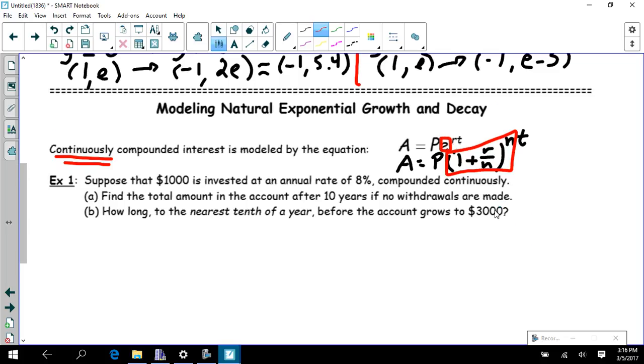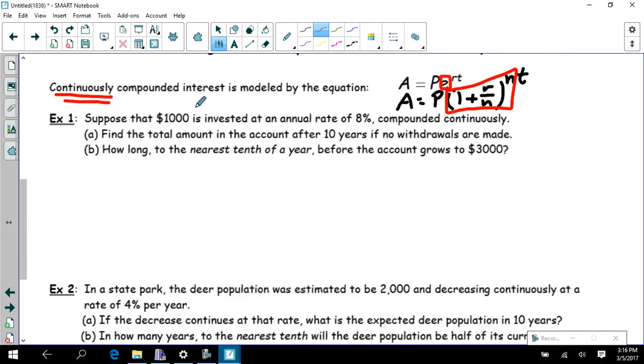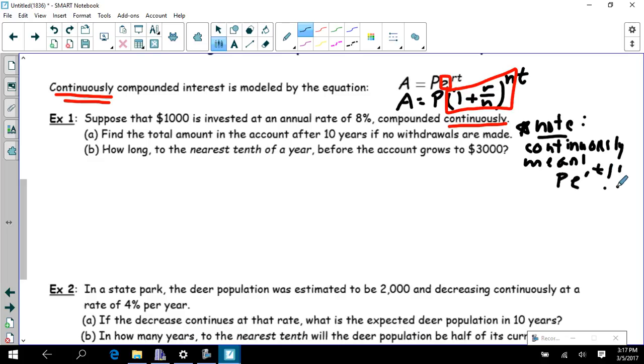So, example 1. Suppose that $1,000 is invested at an annual rate of 8% compounded continuously. Find the total amount in the account after 10 years if no withdrawals are made. Okay, so I'm going to make another note again. Note. Continuously means PERT. Make sure you use PERT.